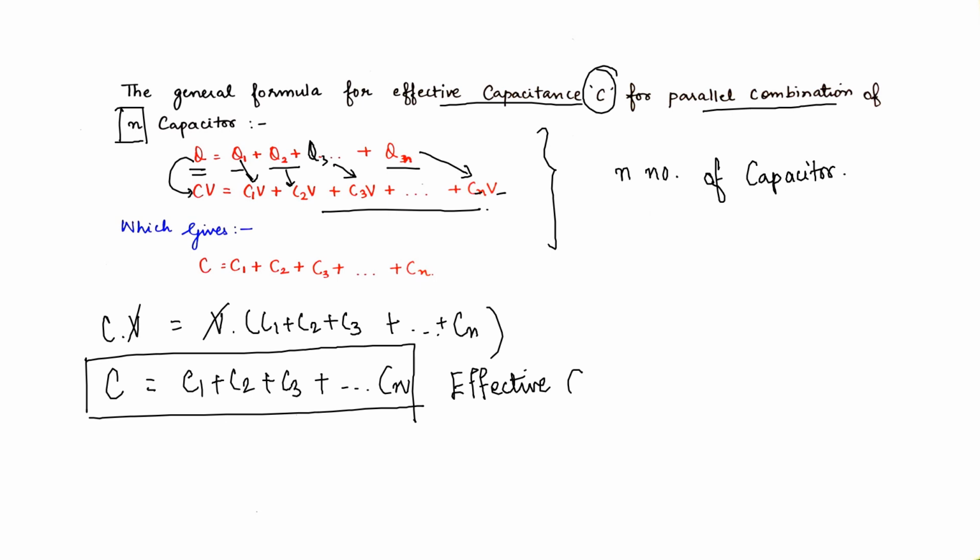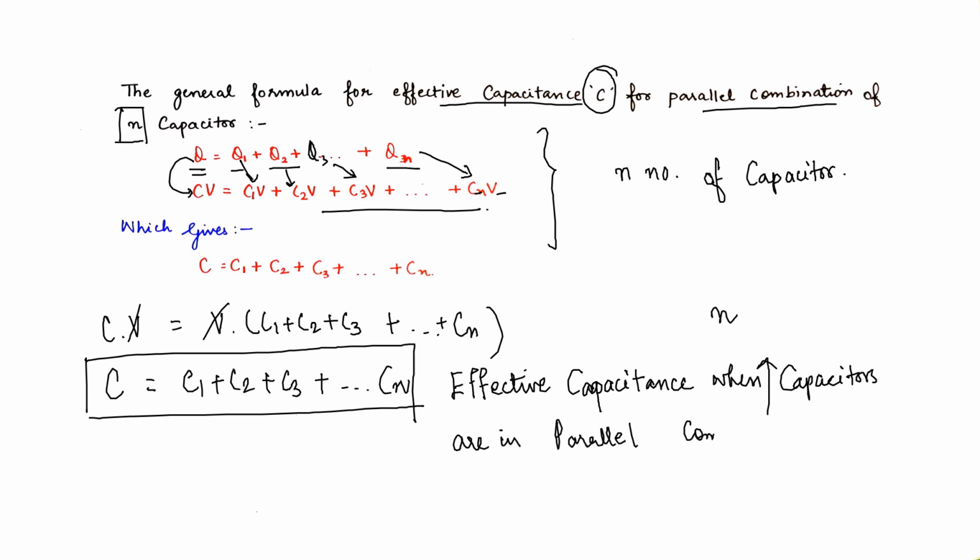Effective capacitance when capacitors, or write it as when n capacitors are in parallel combination.